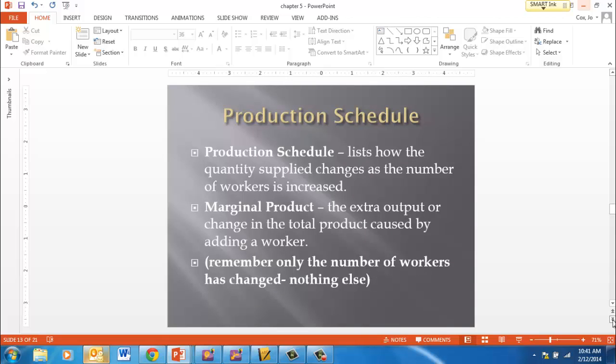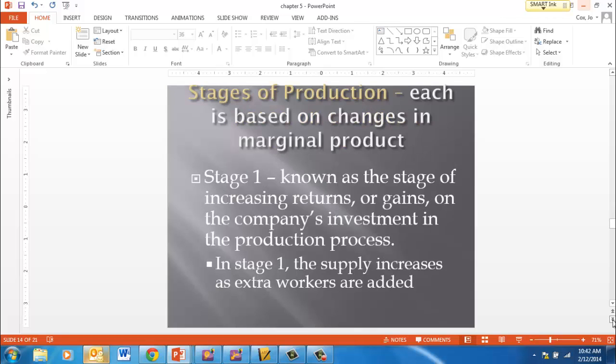And if you look at what we just looked at, it was a production schedule that shows how the quantity supplied changes as the number of workers increased. Notice the definition for marginal product. You should be able to look at the table and figure that out. The extra output, or the change in the total product, that's caused by adding one more worker to the number of workers. And remember, in this scenario and in this law, only one resource is changed, and in this example, the resource that is changed is the number of workers. Nothing else has changed.